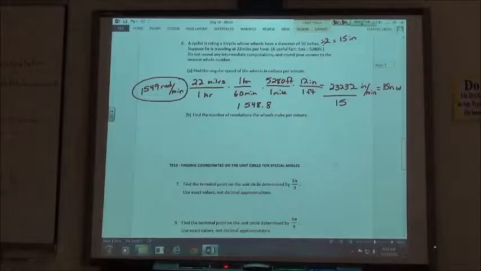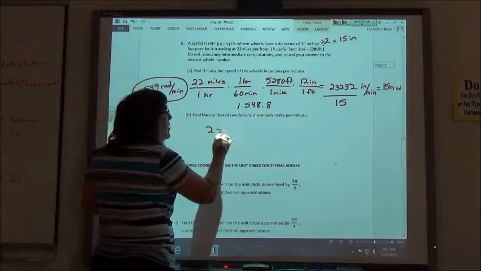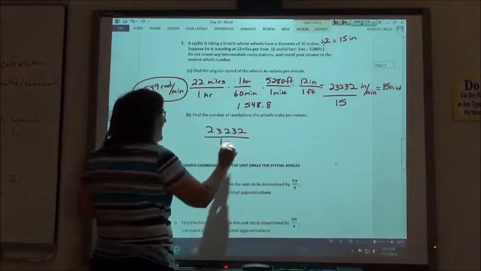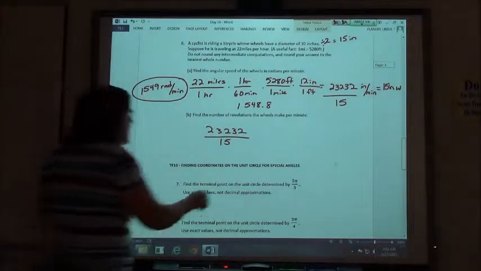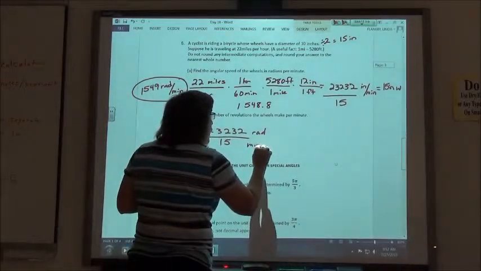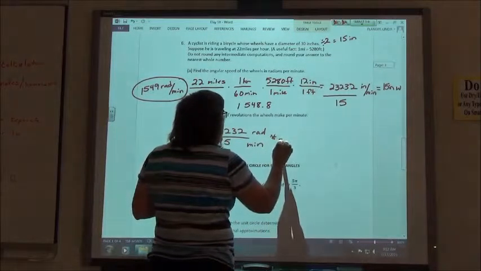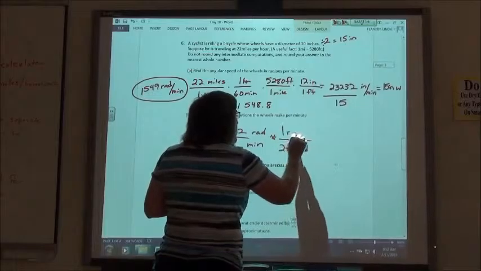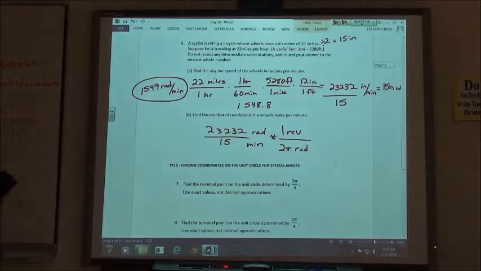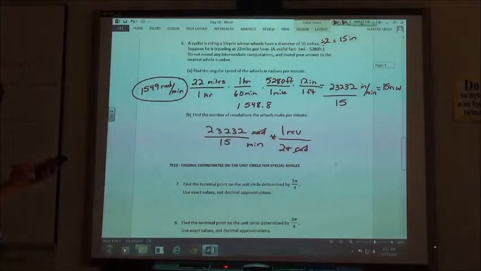Now we want to change that into how many revolutions per minute. And so I'm just going to use this one since it wasn't rounded off too far. 23,232 divided by 15 is in radians per minute. I want to make it revolutions per minute, so I'm going to change radians. 2 pi radians is 1 revolution. So I'm going to use my conversion for radians, making sure the radians are on the bottom so they cancel out.